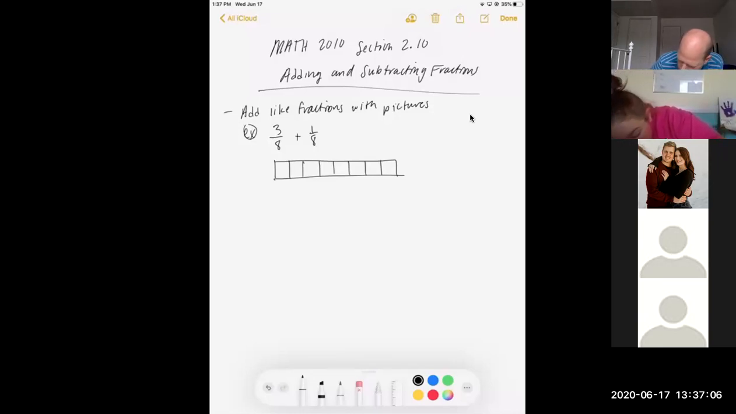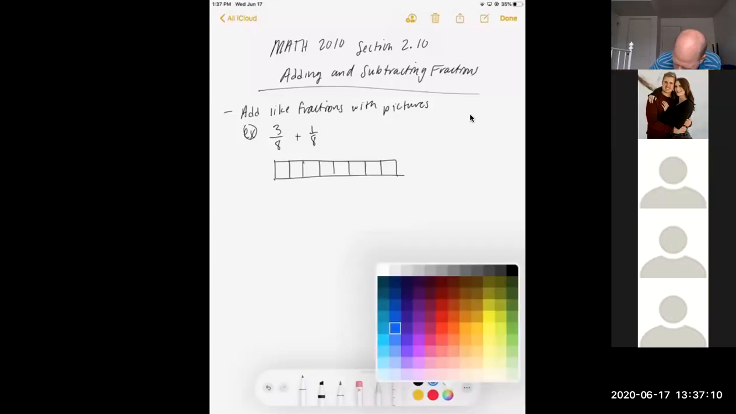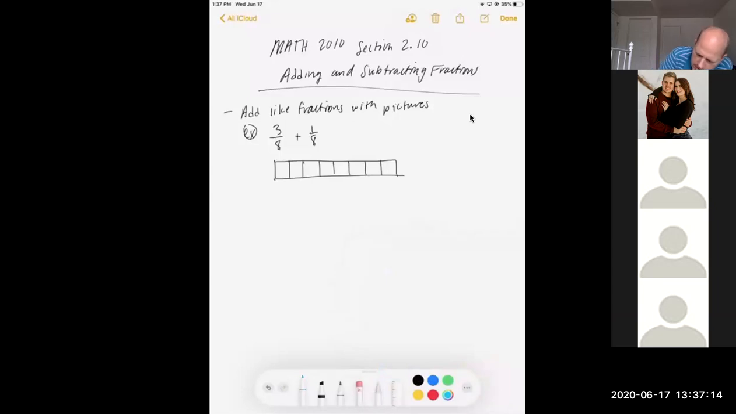And I'm going to do, let's do a light blue. I'm going to depict 3/8 by shading 3 parts, each of which of these is 1/8. Okay. When you're adding fractions, again, the second fraction is depicted with a bar. Okay, so I'm going to label this as 3/8 here.